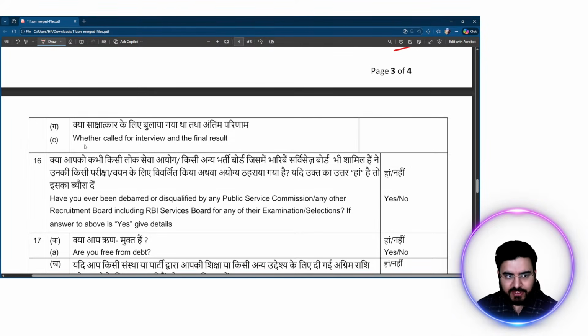Right? One more thing you have to add: whether you were called for the interview previous time or not. And what was the final result? You have to mention if you have given the interview and if you didn't qualify. So you have to mention yes, called for the interview, and the final result. You can write here or below, not qualified or qualified.